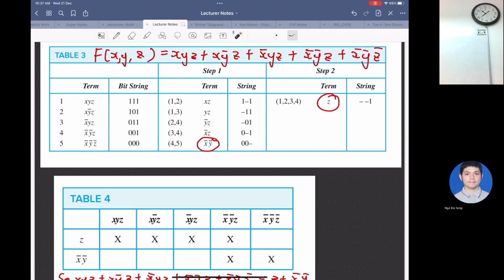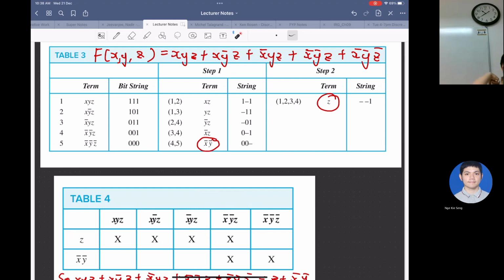So you put a cross if the minterm here appears as a... how to say? Okay, so you can see how many minterms contain Z. Okay, if they contain Z, you can put a cross. Okay, so you can see that X Y Z contains Z, X Y bar Z contains Z, X bar Y Z contains Z, X bar Y bar Z contains Z, but X bar Y bar Z bar doesn't contain Z. Okay, and then which minterm contains X bar Y bar, you also can put a cross. Okay. So you can see that these three don't contain X bar Y bar, but these two contain X bar Y bar.